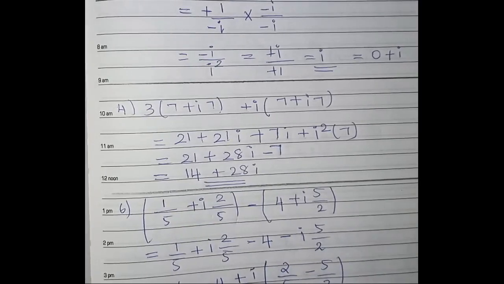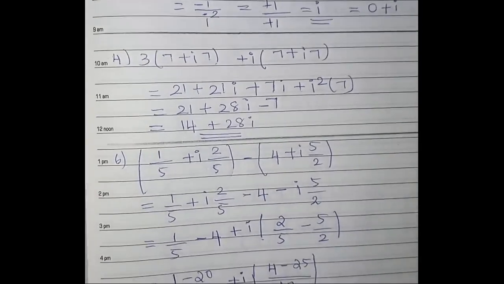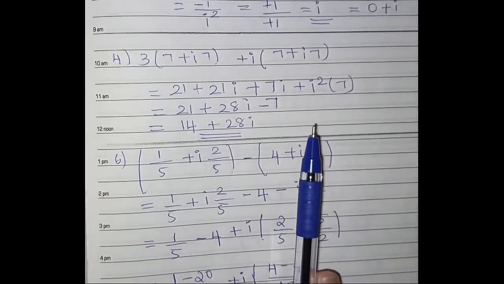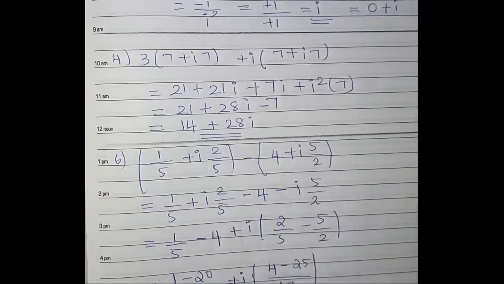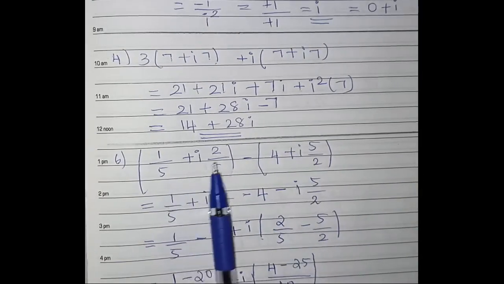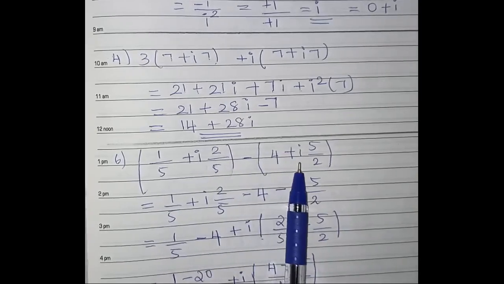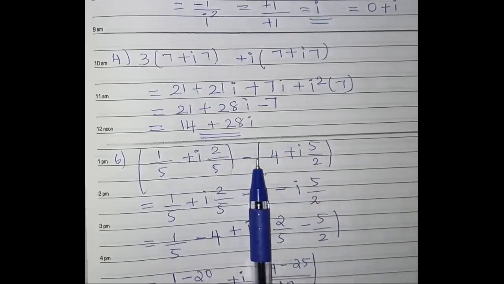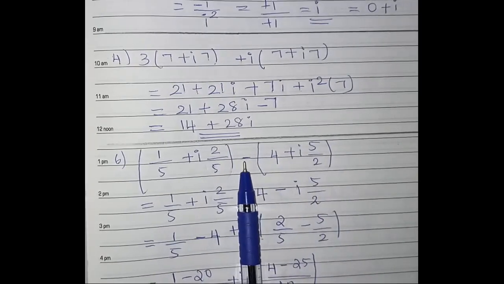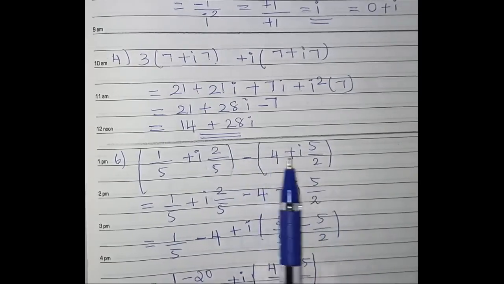Okay, simple solving. Again, the fifth sum I have not written because it is a similar method. We'll go for the sixth problem: 1/5 + i(2/5) - (4 + i(5/2)). What's the meaning of the minus bracket? Minus is common to both the numbers inside the bracket.